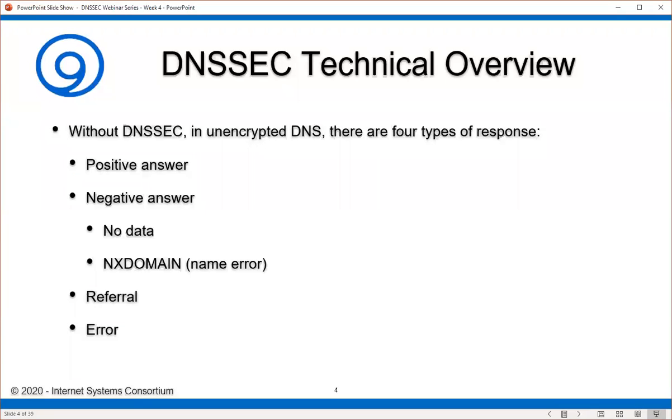So in the response, there are going to be one of four types of answers. There's going to be a positive answer, which means that yes, we got information back in answer to the question, and it was actually the answer to the question that was asked. We're going to get a negative answer, one of two possible negative answers, either a no data answer or an NXDOMAIN response. So a no data answer is, for example, when you ask for a label that does exist, but you ask for a type within that label that does not.